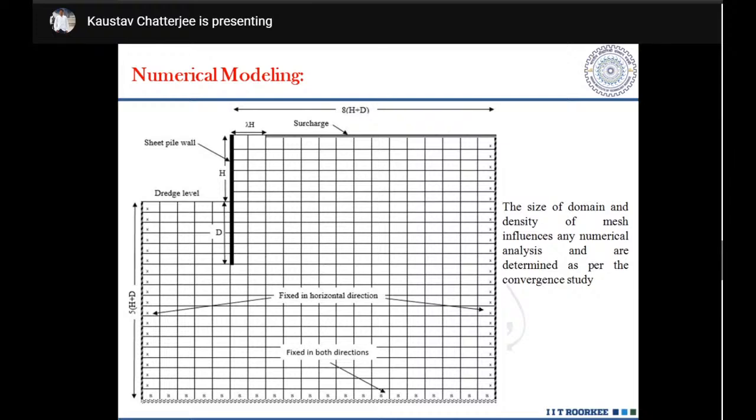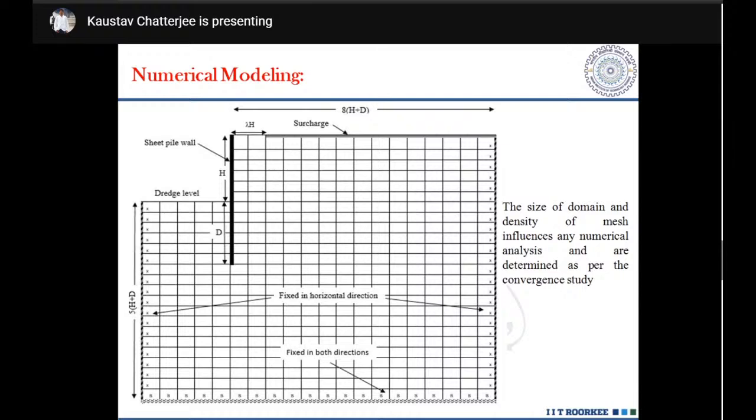Arbitrarily, we cannot choose any domain, because if we keep on increasing the domain, and obviously if we keep on making it a very, very fine mesh, my computational time is also going to increase. That is also an important thing. Do not make it too coarse, because in that case, you will be getting an approximate result.